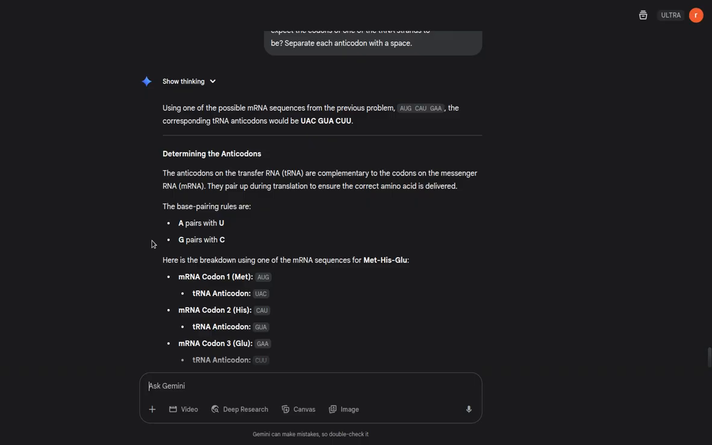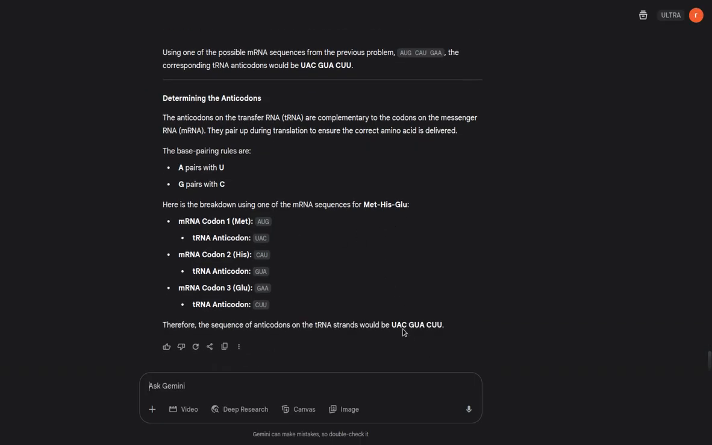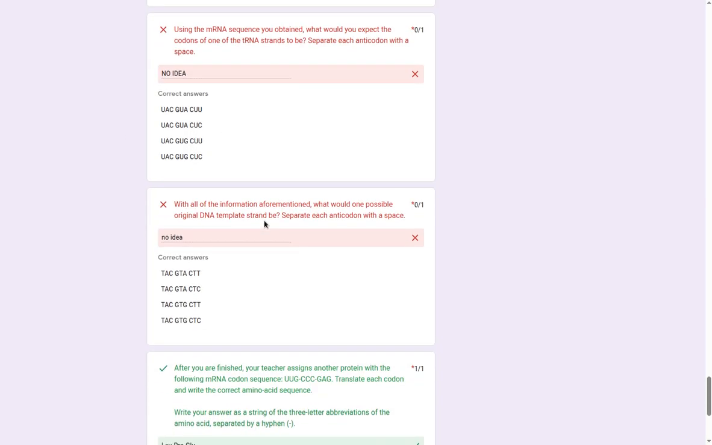They pair up during translation to ensure the correct amino acid is delivered. A pairs with U, and G pairs with C. Understood? Here is the big one for this. Yes, I have understood the concept for this.